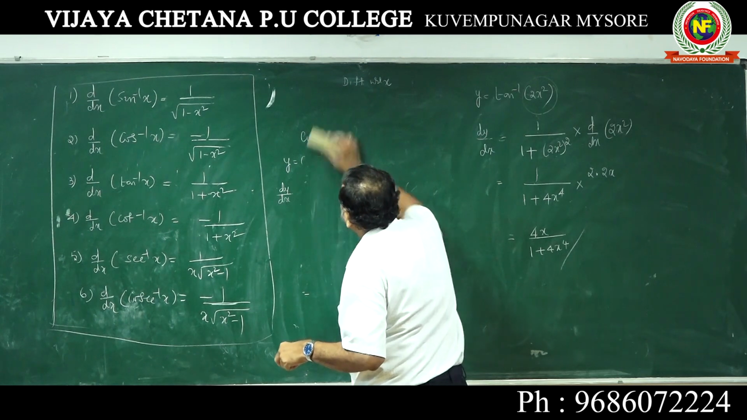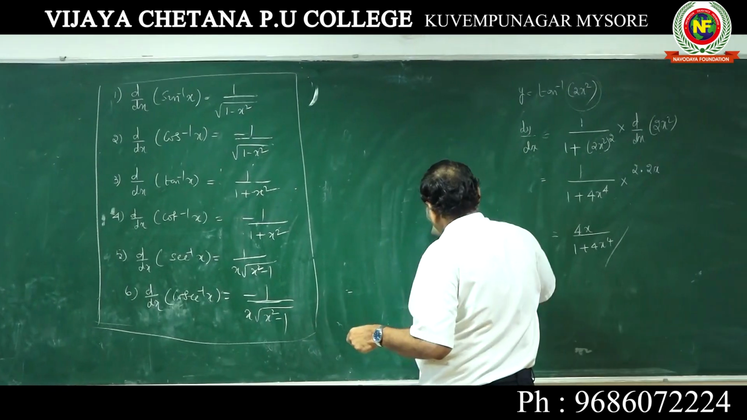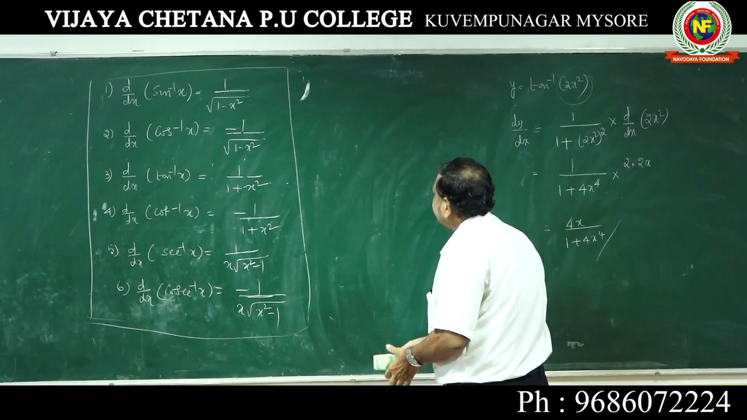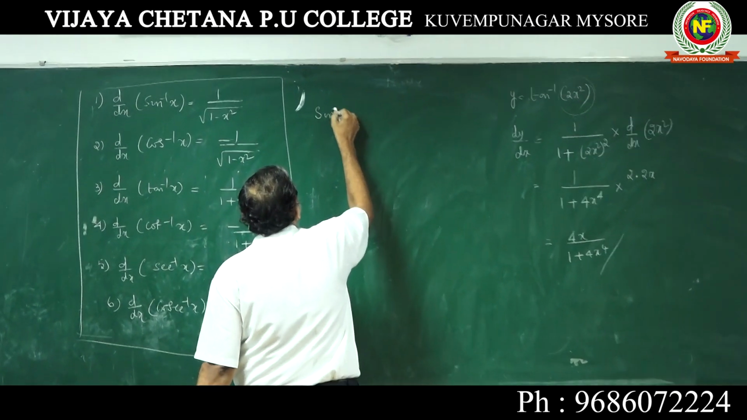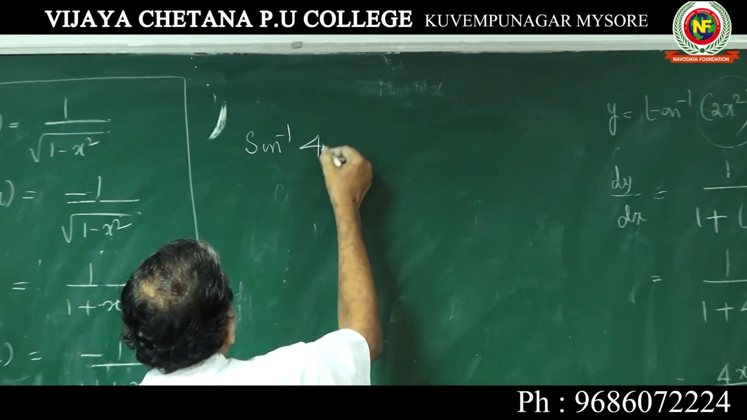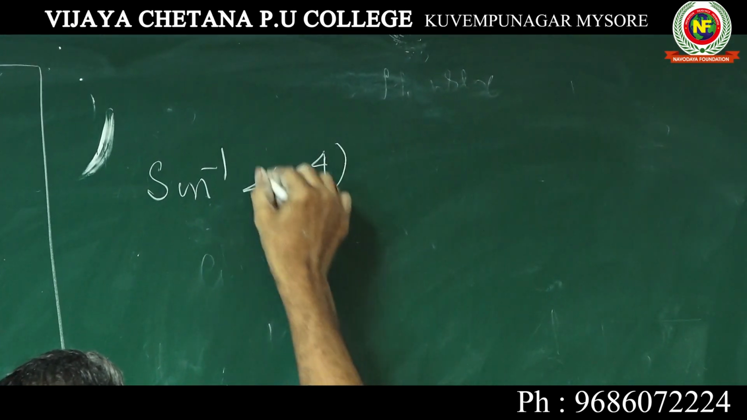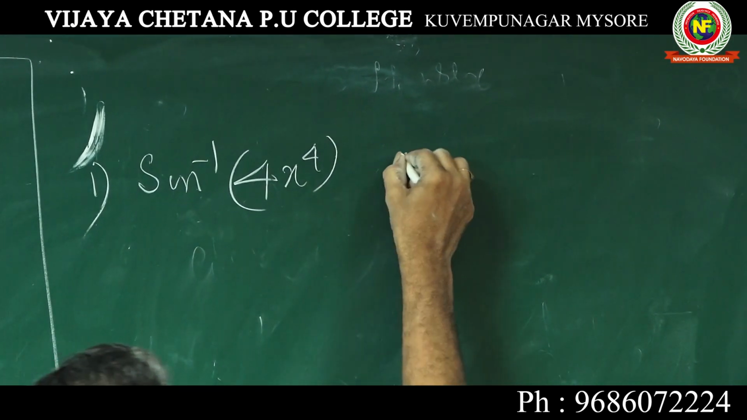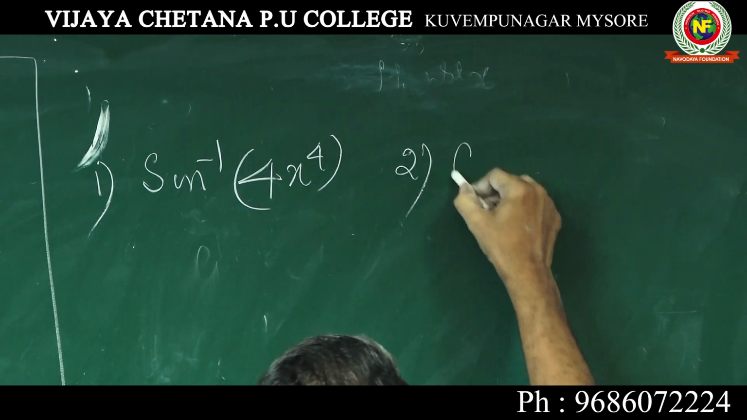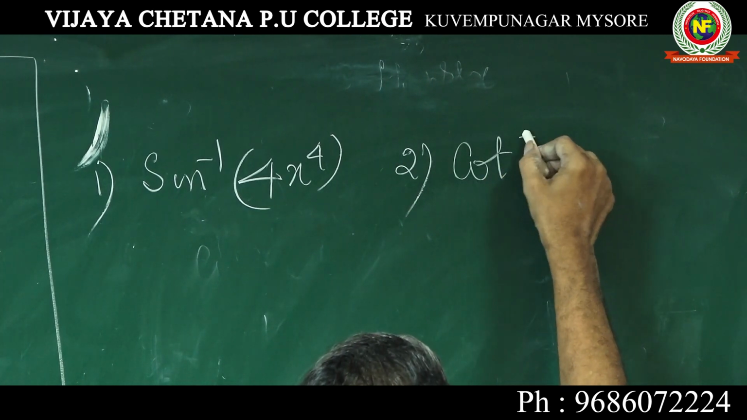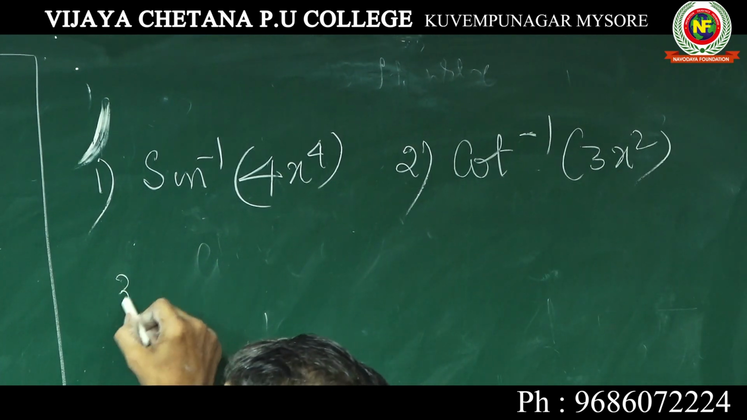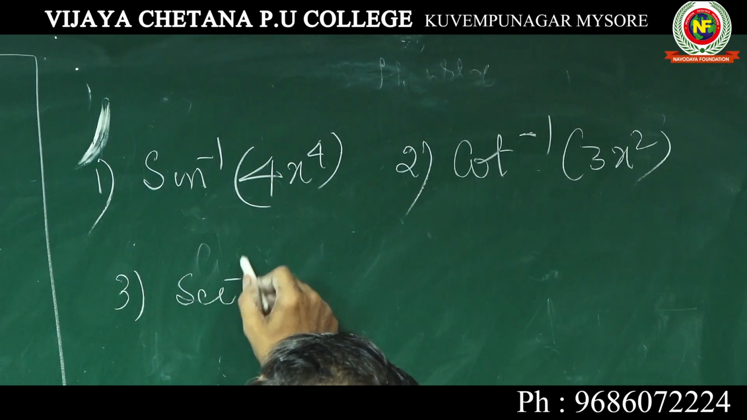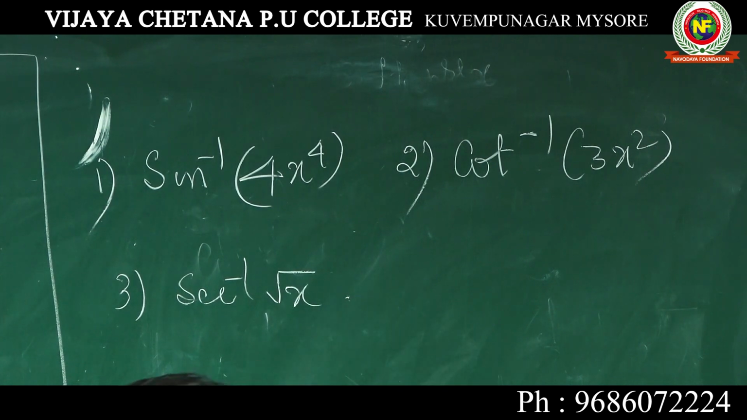I will give you 2-3 problems. Please work them out at home. Differentiate with respect to x. One is sin inverse 4x to the power of 4. Second one, cot inverse 3x square. Third one, secant inverse root x. Do this much.